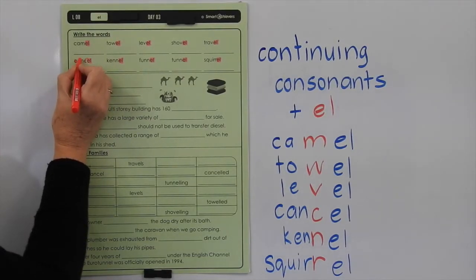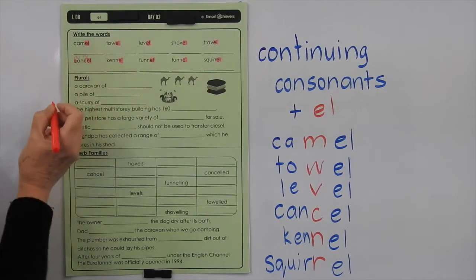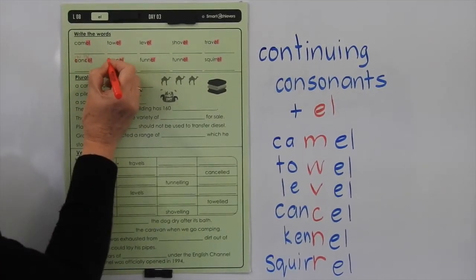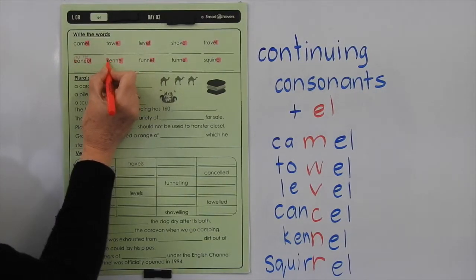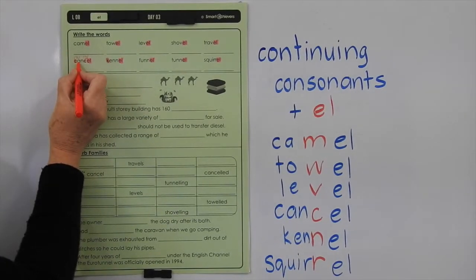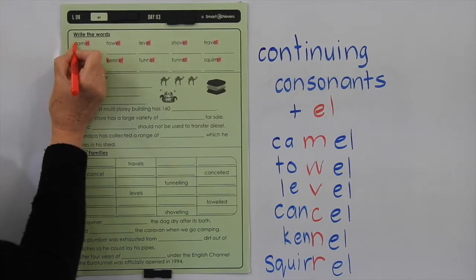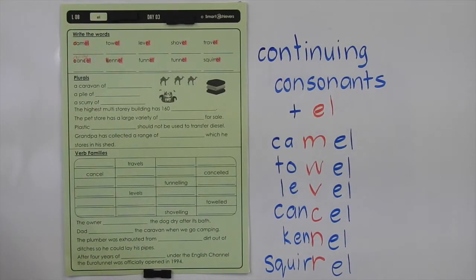The hard sound is because it's followed by an A, so it's saying its k sound, whereas here it's making its soft sound because of the E after it. Now if you look at kennel, we're using a K for the k sound because it's followed by an E. So if you have an E, I or a Y after a k sound, you must use a K. If you have an A, O, U, L, R after a k sound, you must use a C. So you've got that in camel too, and I think they're the only 3 words that are affected by that.